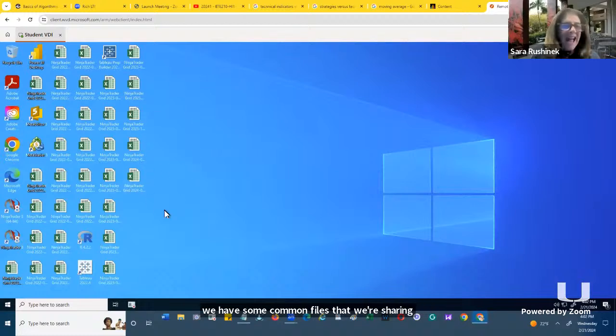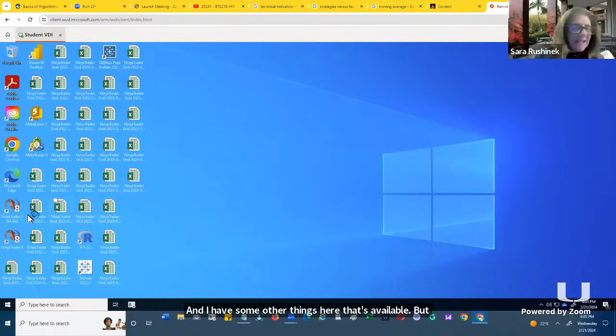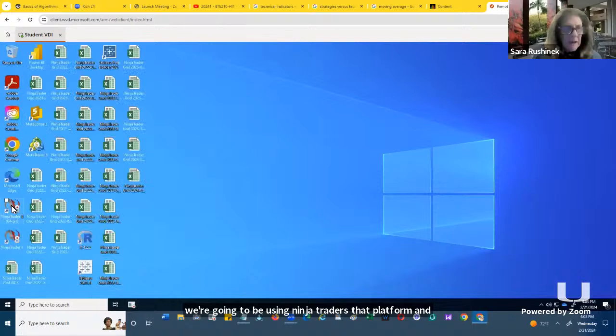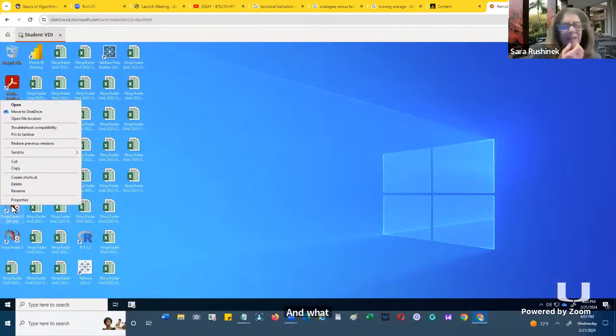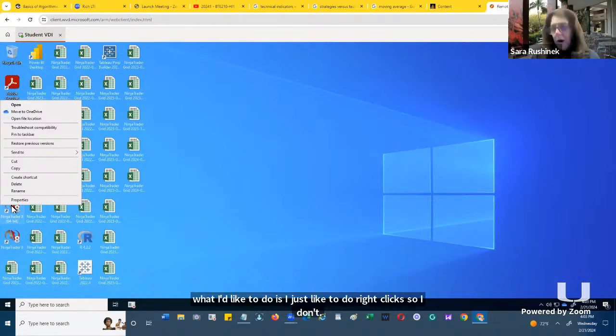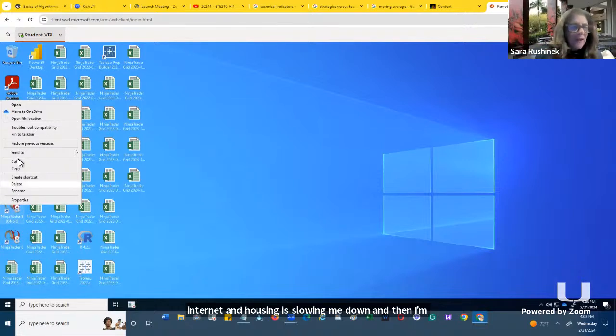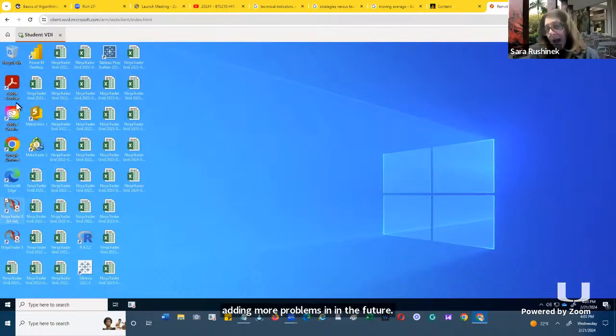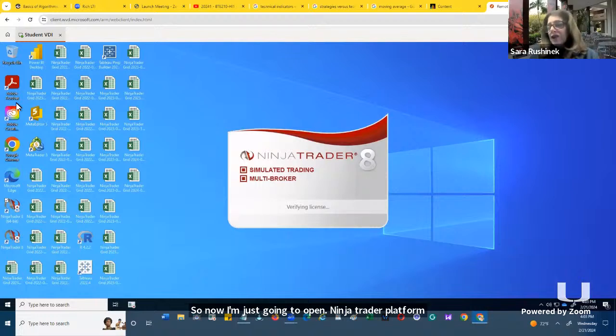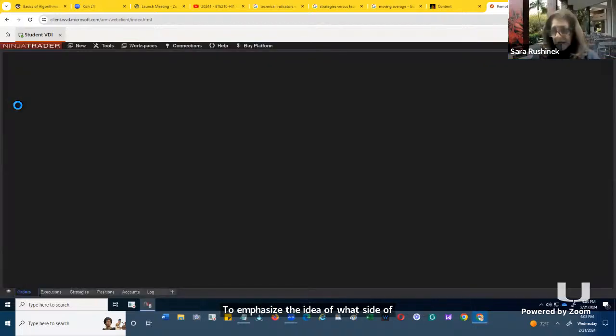So I have a lot more Excel files here because I've done demonstration before. You should have less. And I have some other things here that's available. But we're going to be using Ninja Trader as that platform, and we're going to be using it as 64-bit. And what I like to do is I just like to right click, because it's slower. My machine today is slow anyways. My internet is slowing me down. So now I'm just going to open the Ninja Trader platform, which we're using on our own to emphasize the idea of what side of data and how we can look at data.